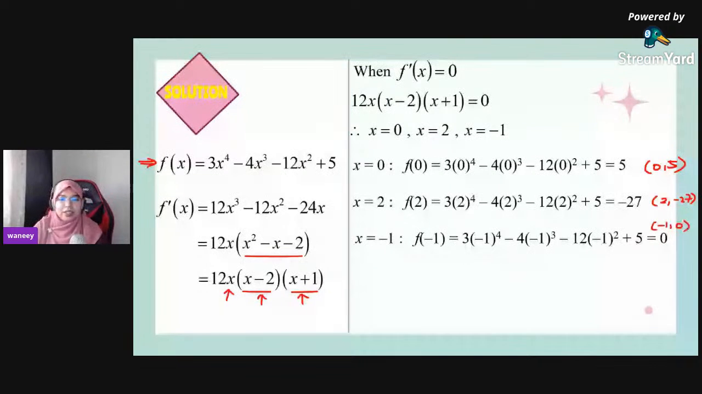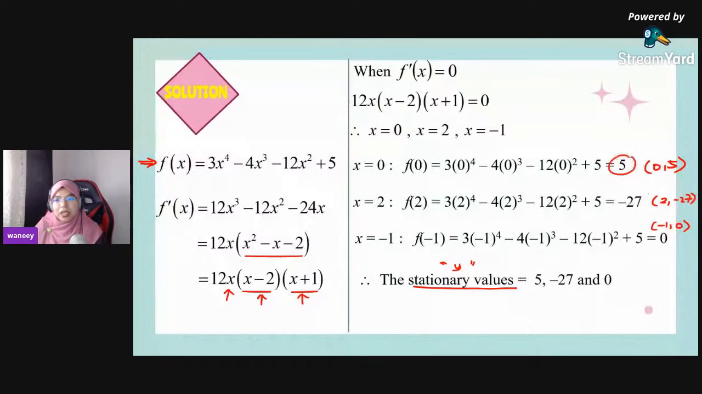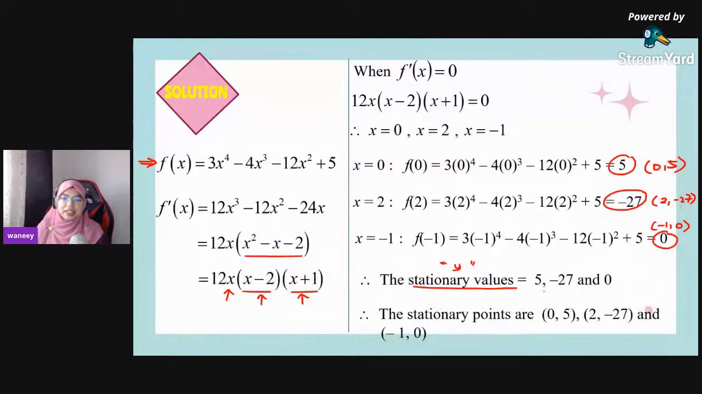Okay, so the stationary values. If we are talking about stationary values, that means we are looking at the value of y. So the values are 5, negative 27, as well as 0. Those are the stationary values. If we are talking about stationary points, then the stationary points are (0, 5), (2, negative 27) and (negative 1, 0). So those are two different things. Stationary values refer to the value of y. For stationary points, we need to write them down in coordinate form: what is the x and what is the y?